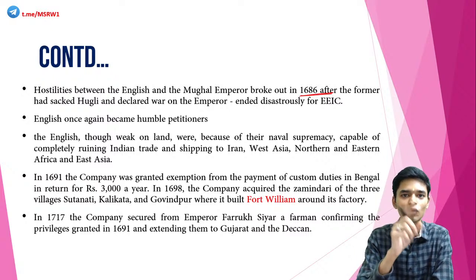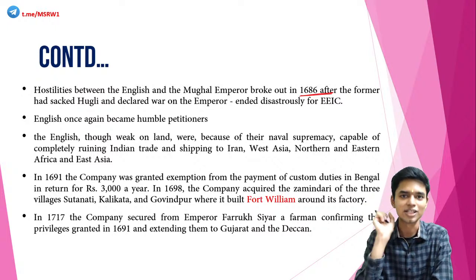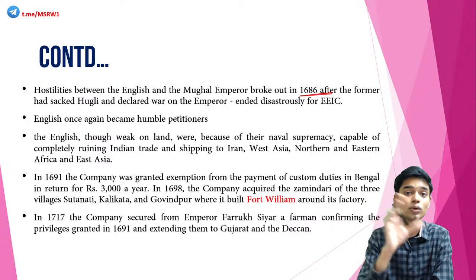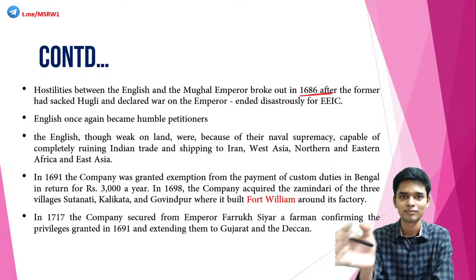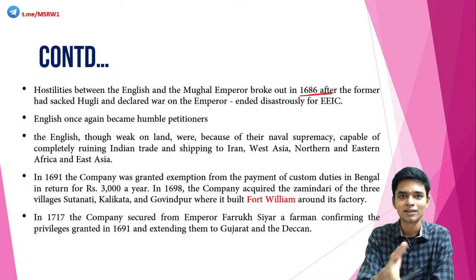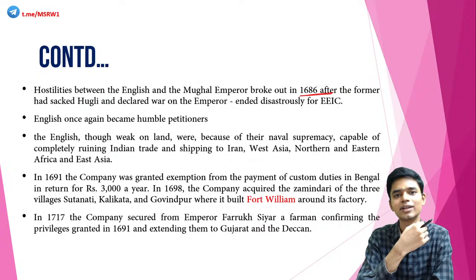There was a war between the Mughals and the British, and it ended disastrously for the East India Company because the Mughals were still very powerful. The English East India Company was no match for the Mughal power at that time. Clear? So they picked a fight at the wrong time, at the wrong place, and they suffered the consequences.